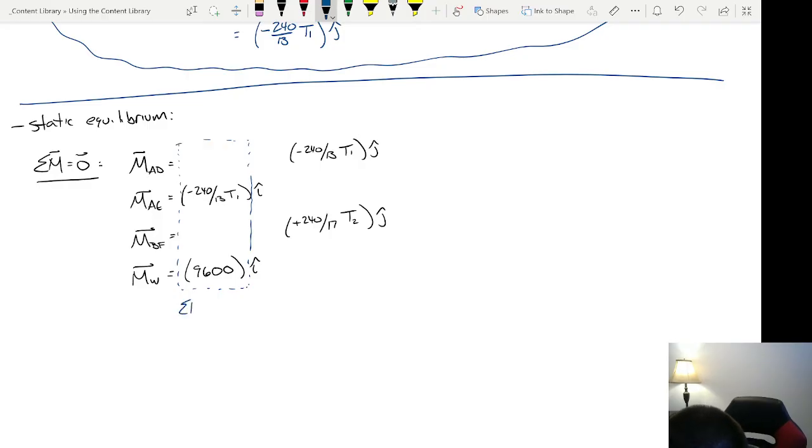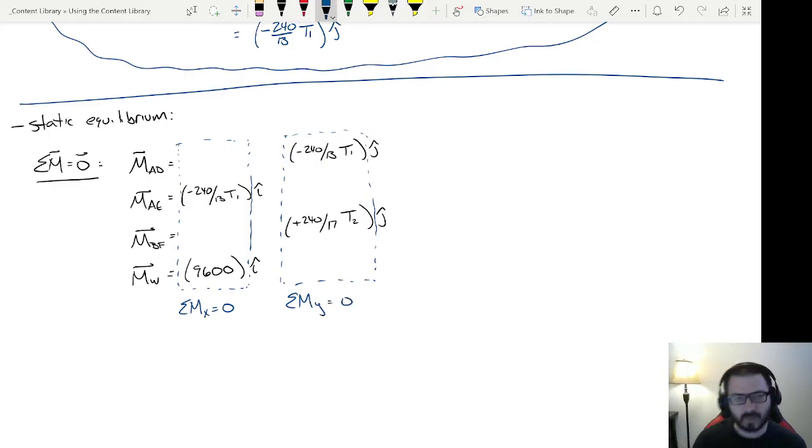this is summing up moments about the x-axis, and that has to be equal to 0, okay? Same thing over here, this box over here, this is summing up moments about the y-axis equals 0. So this is where, even in 3 dimensions, you can be a little strategic in what order that you do things, okay? So let's take a look at this.